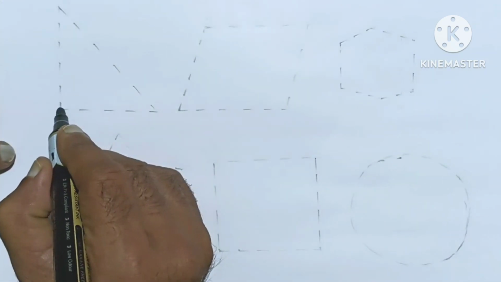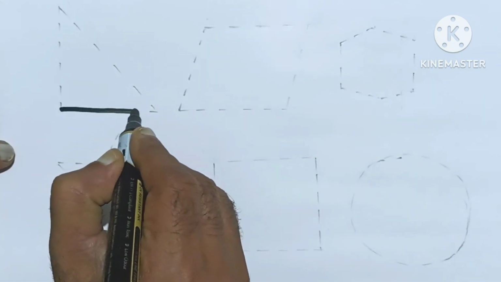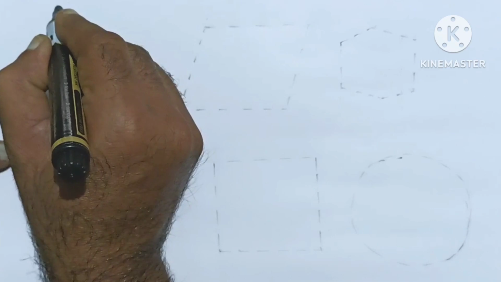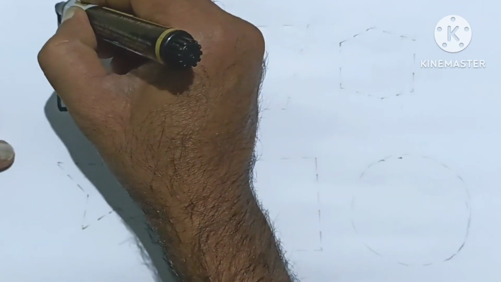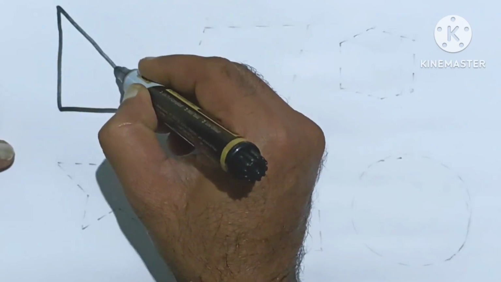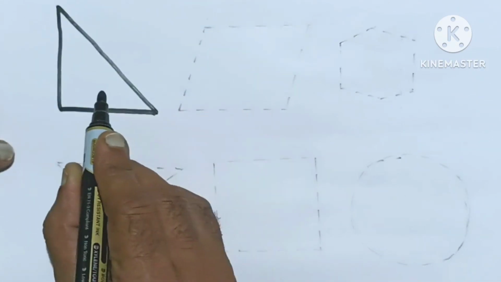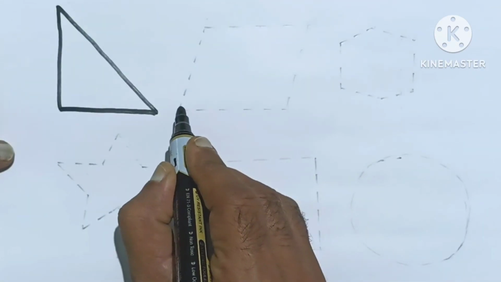Right triangle. What is this? This is a right triangle. It's a right triangle, kids.